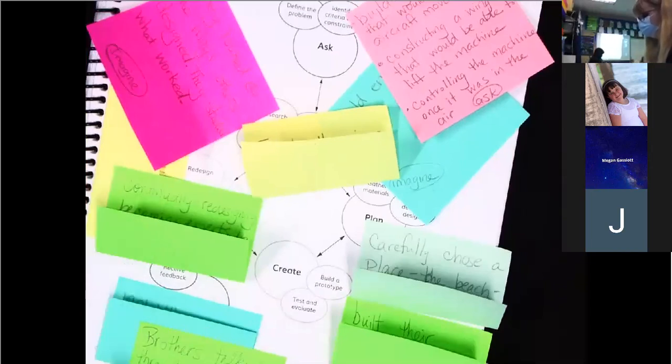What I was wanting you to do was identify parts of the engineering design process. And to get the full 10 points, I was wanting you to identify 10 different times that in that book, the brothers used parts of the engineering design process.